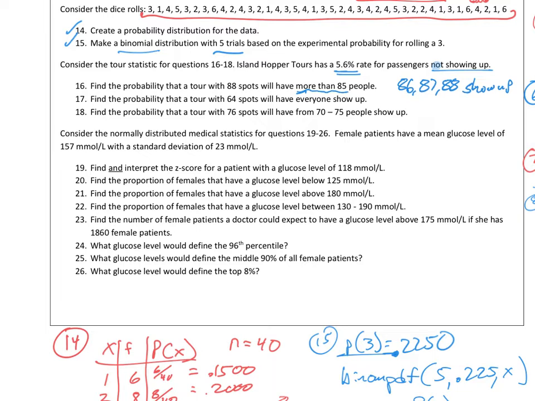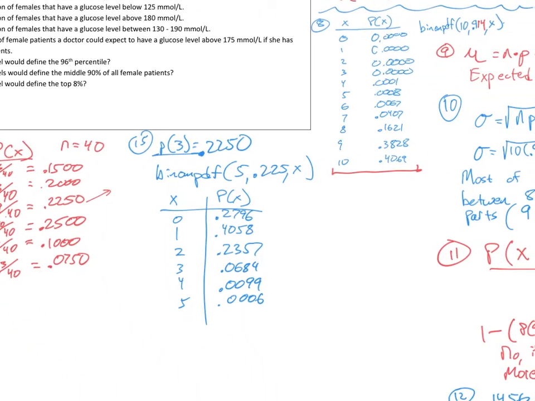Okay, now we've got to translate that into how many did not show up. So how many did not show up? Well, that means 0 people did not show up, 1 person did not show up, 2 people did not show up. Sometimes making these lists can help you picture the situation, so these are the different ways that we can have more than 85 people. So this is from 2 down to 0.